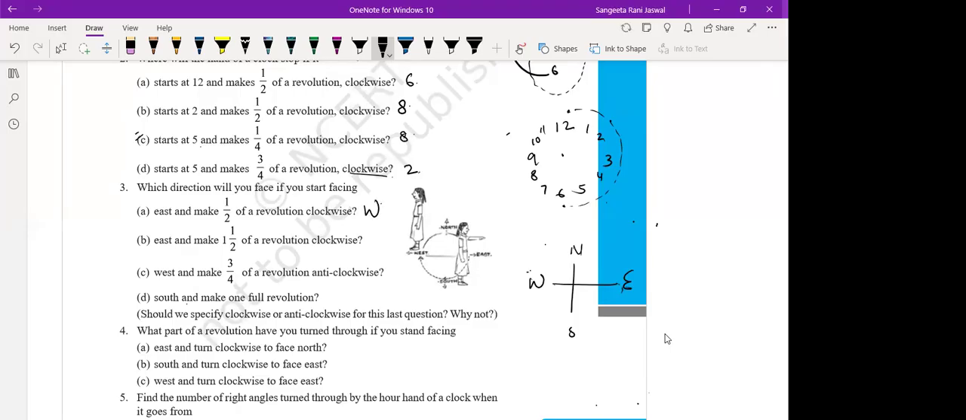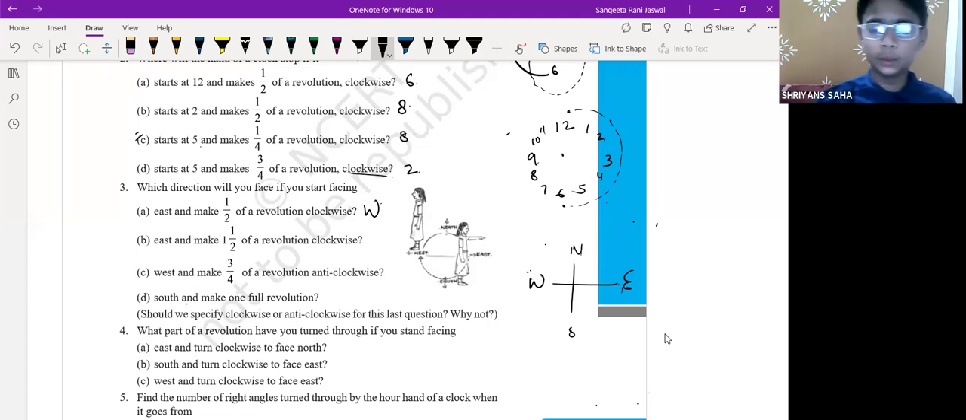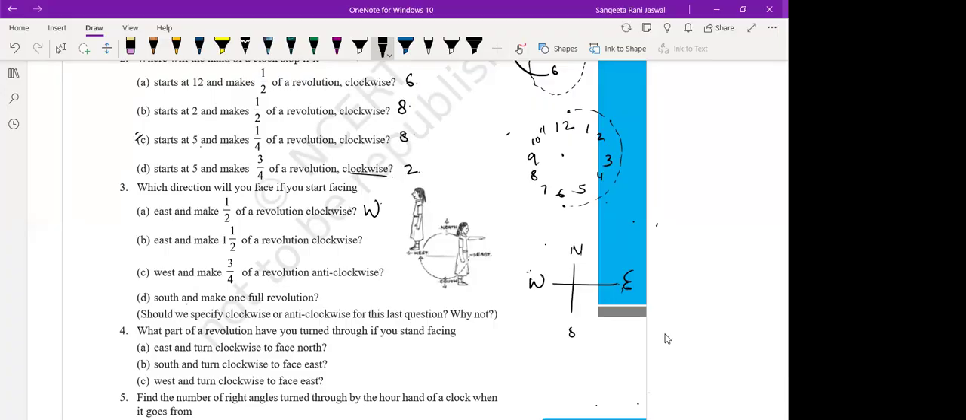Okay. Now you are standing towards east and make 1.5 revolution clockwise. South, ma'am. So 1.5 revolution. One revolution is a complete circle, right? Started from east, ended at east. Then another half. Okay, so 1.5 is west.